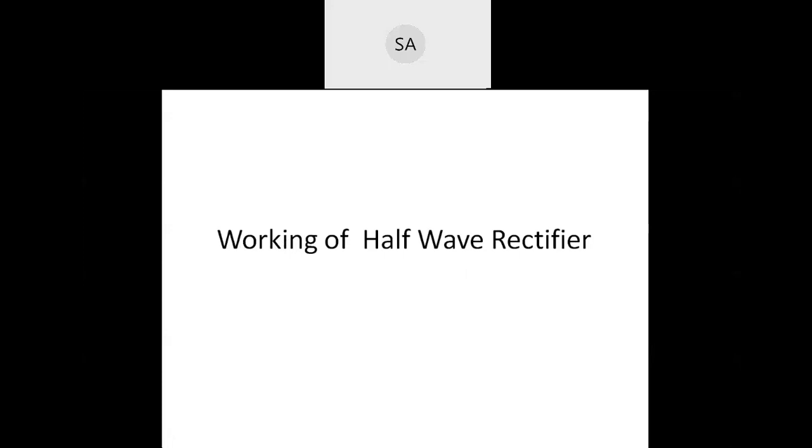So let us discuss the working of the half wave rectifier. How it is working and what is the operation of this half wave rectifier.